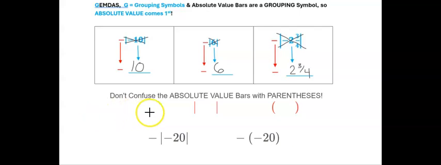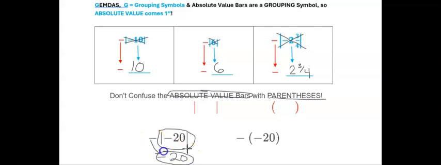Okay, and I just want to point out that sometimes we get confused when we have absolute value bars. We don't want to confuse them with parentheses. Absolute value bars, again, are those straight bars, and the parentheses are the curved bars. So when we're looking at this problem, it reads the opposite of the absolute value of negative 20. Well, the absolute value of negative 20 is 20. And the opposite of 20 is negative 20. This negative comes down and it's in its simplest form.